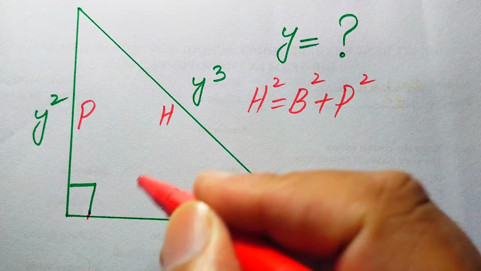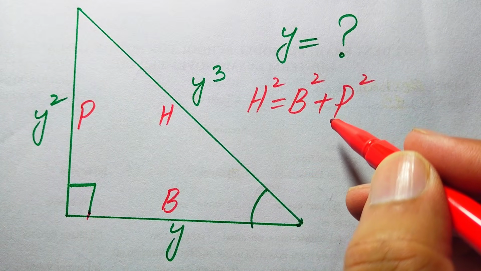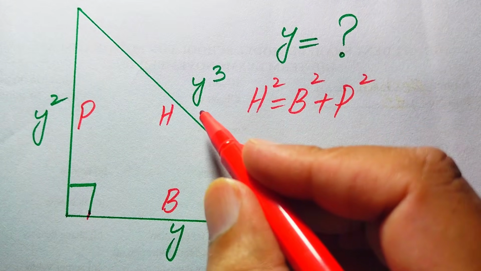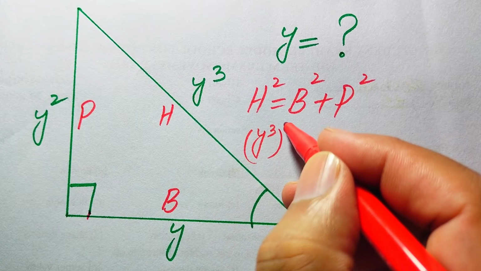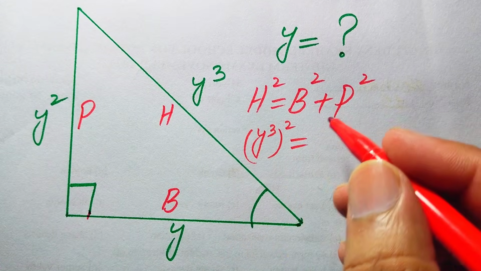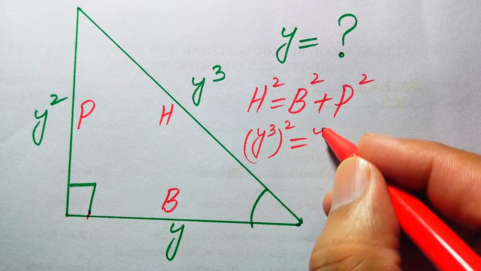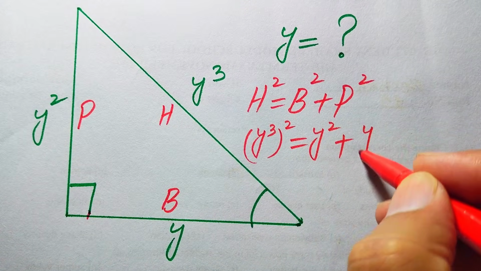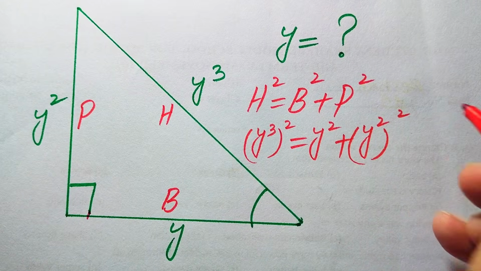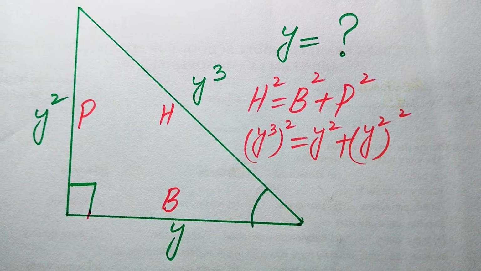And now we substitute the values of these three things. So we have the value of hypotenuse is y cubed. So when we put it here, it becomes y cubed whole square equals the value of base, which is y square, and the value of perpendicular is y square. So this becomes y square and its whole square.